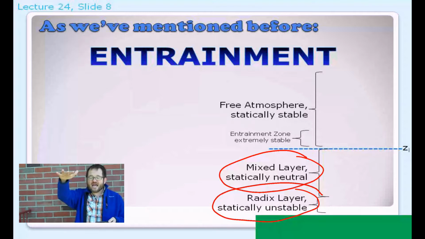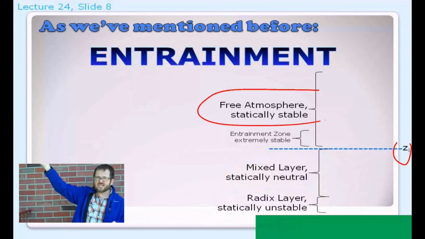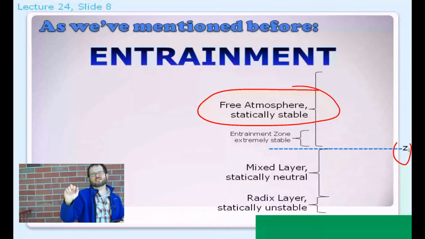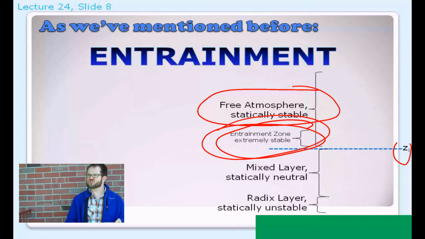Then we're going to have Zi, the top of the boundary layer. And from there on up, it's the free atmosphere. It's going to be pretty statically stable, at least conditionally stable, if not absolutely stable, is the typical situation in the free atmosphere. And those lowest few meters of the free atmosphere are going to be the entrainment zone, and that's going to be extremely stable.